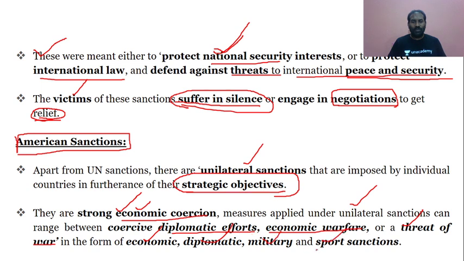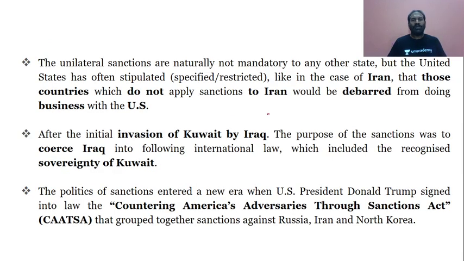We have seen the sports sanction that was initially put on Russia, and sanctions on Russia recently, as I said, in regards to Crimea being part of the Russian Federation. We have also seen that Iran was sanctioned by the US with economic sanctions, and Iraq was also sanctioned unilaterally by the US when it invaded Kuwait.